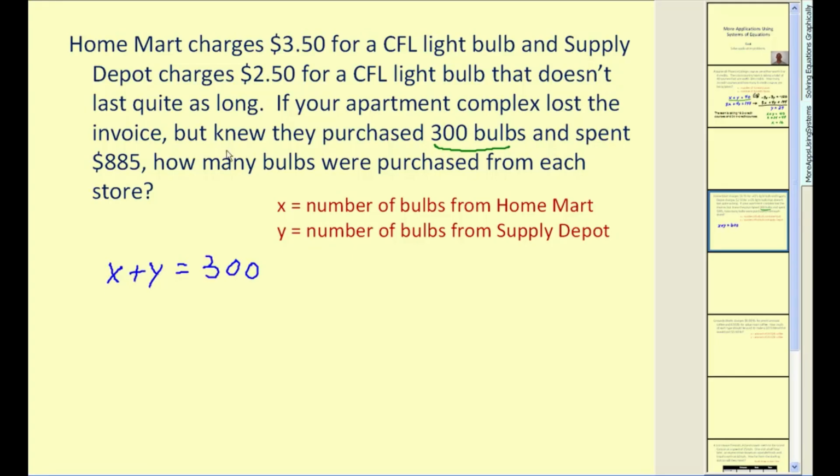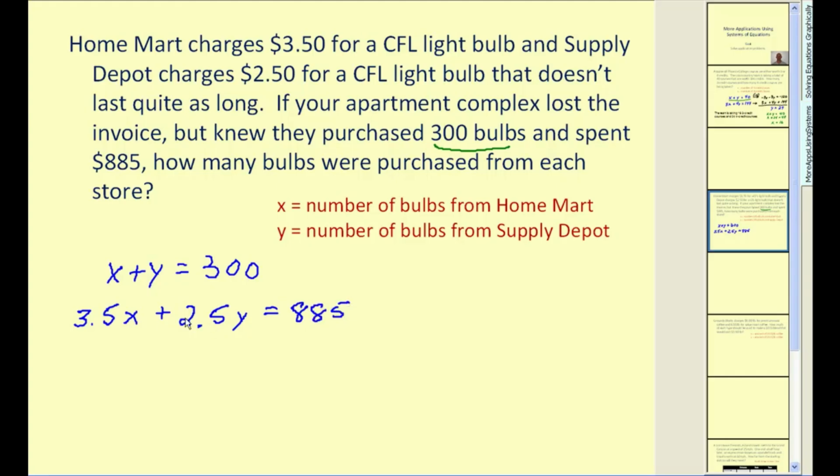Next, we're going to have a cost equation. We know they spent $885, but every x costs $3.50. So 3.5 times x plus every y costs $2.50. So that'd be $2.50 times the number of bulbs purchased from Supply Depot must equal $885.